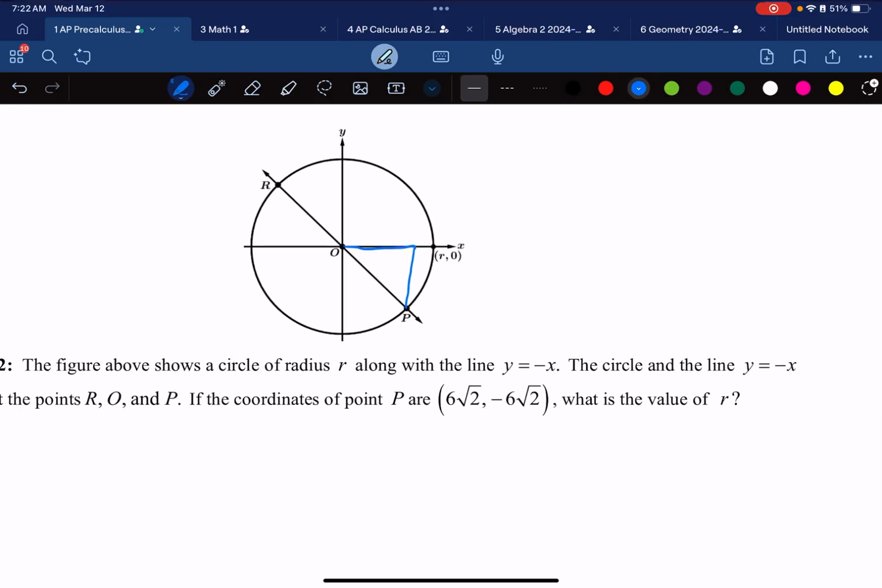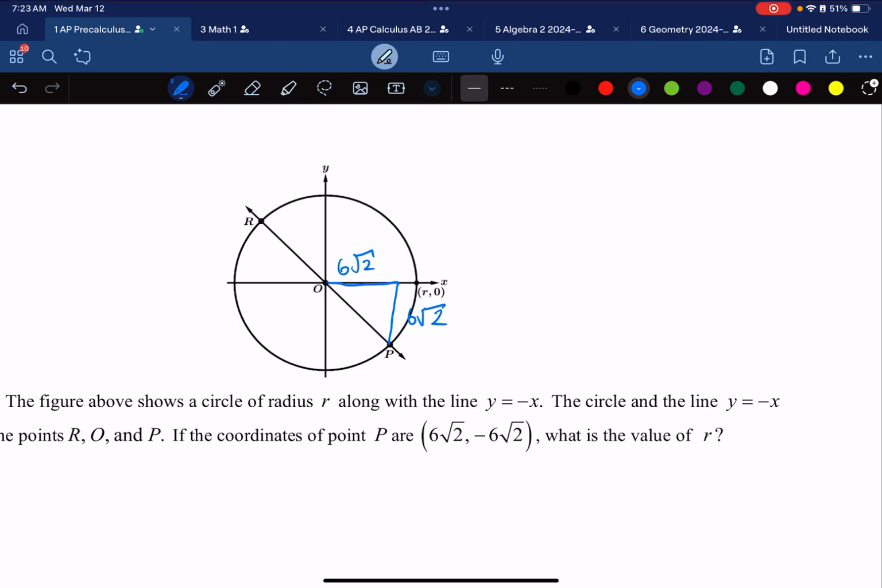So I know that the coordinates of point P are 6√2, negative 6√2, which means this length, notice I'm saying length, therefore it's always going to be positive. This length is going to be 6√2. And this length right here, while the coordinate is negative 6√2 because we're going down, the length is positive and it's also 6√2. So I have a triangle and I purposely made it a right triangle so that I can use Pythagorean theorem.